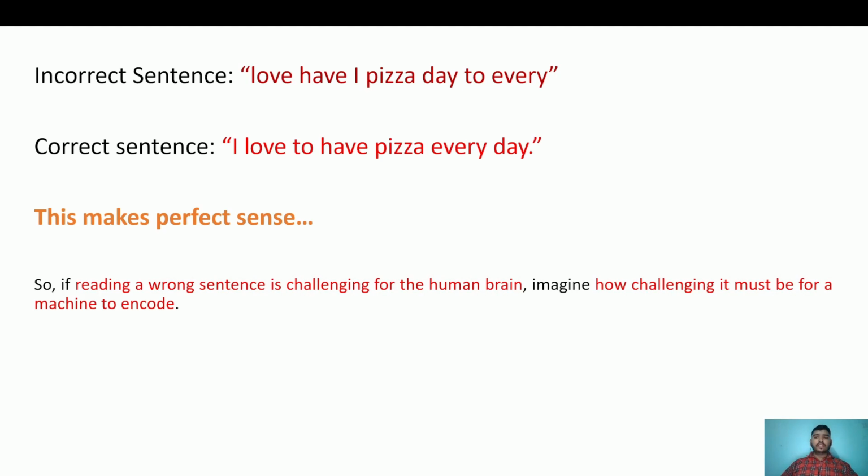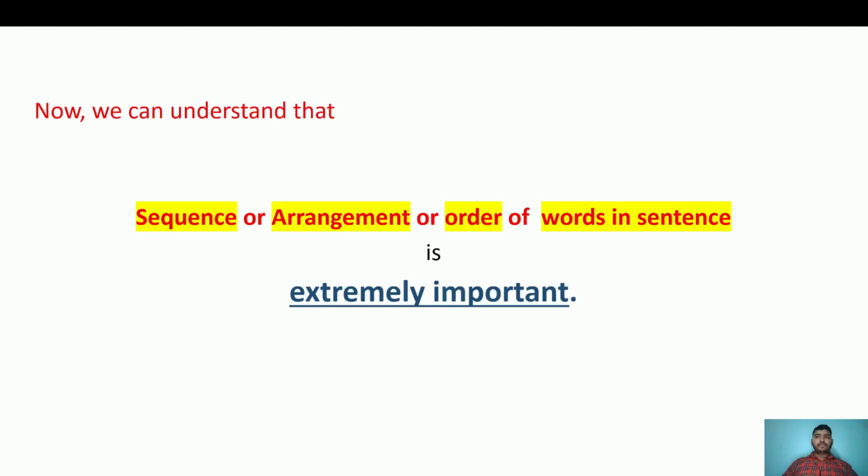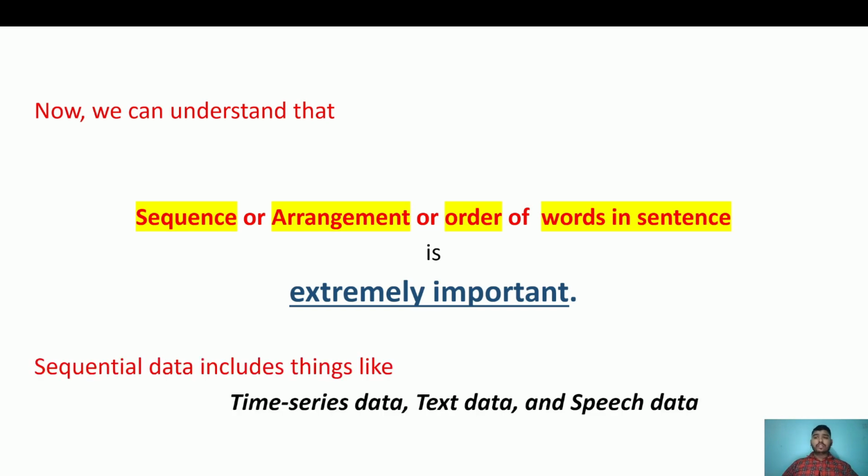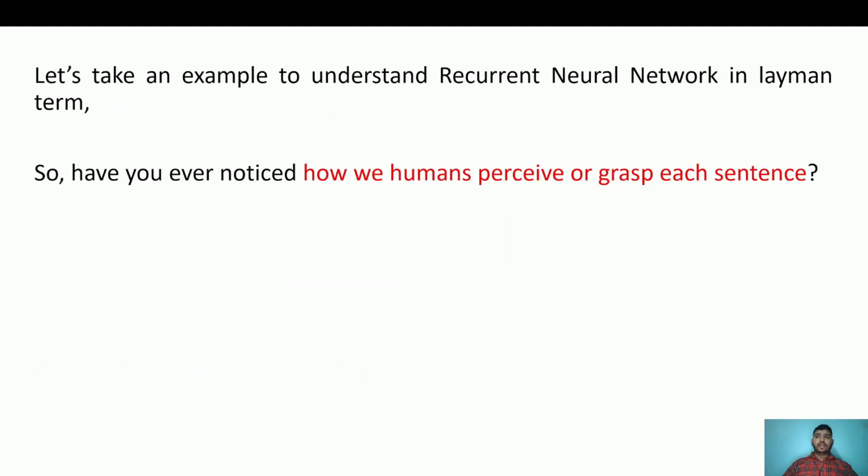This makes perfect sense. So if reading a wrong sentence is challenging for the human brain, imagine how challenging it must be for a machine to encode, right? Now we can understand that the sequence or arrangement or order of words in this sentence is extremely important. Sequential data includes things like time series data, text data or speech data.